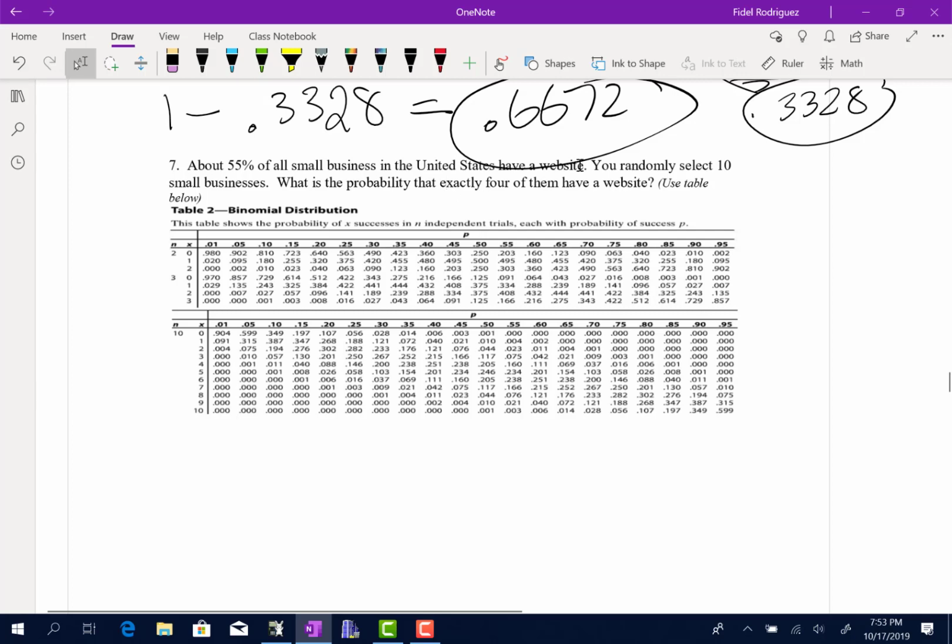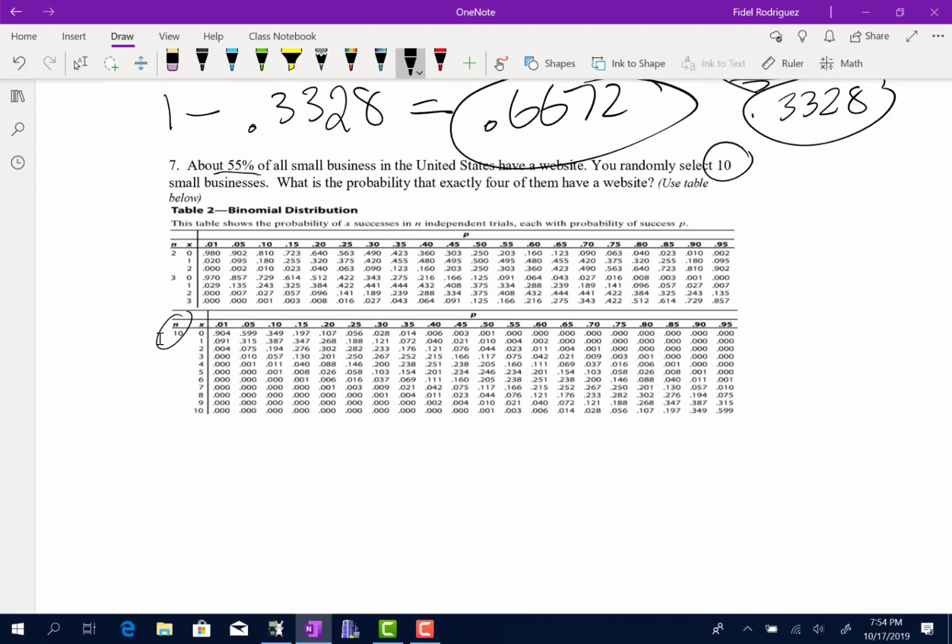Okay, so what's my n number in this case? 10. We're looking for a probability of how many of them have the website? 4, right? 4 have the website. What's my probability though? 0.55. Guys, I want to show you what we can do here. If you look on this table, it gives me values like here's n is 2, n is 3. Here n is what number? n is 10, right? That's what it tells me, so that number is going to be right here.